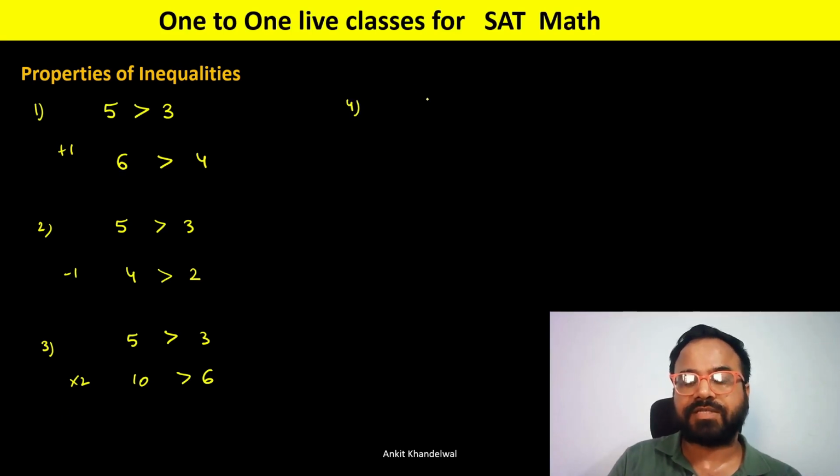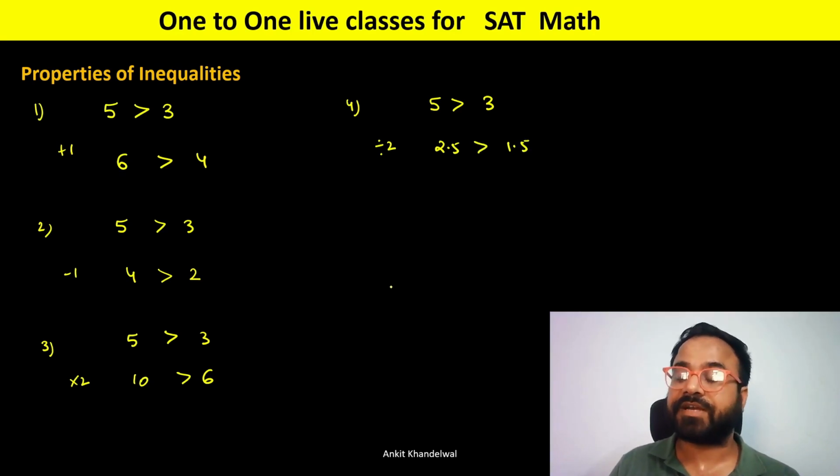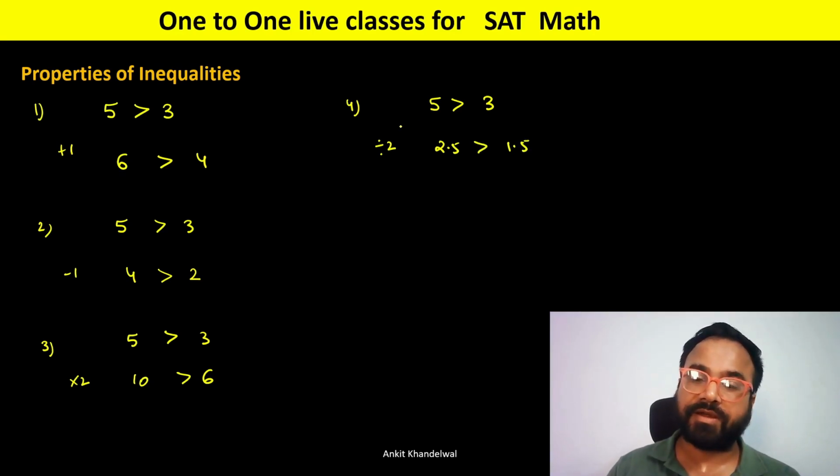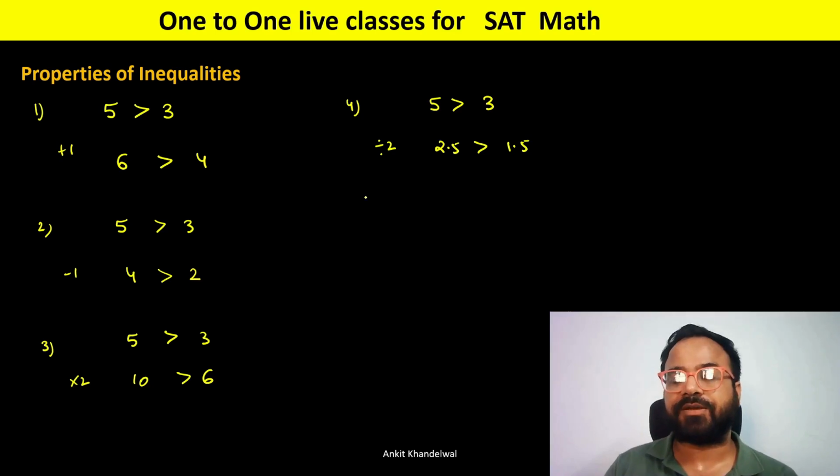Similarly, the fourth rule: let's say 5 is greater than 3. If I divide by 2 on both sides, that will become 2.5 and that will become 1.5. So 2.5 is still greater than 1.5. So we can divide by the same positive number on both sides. So what is the difference between the equation and the inequality?